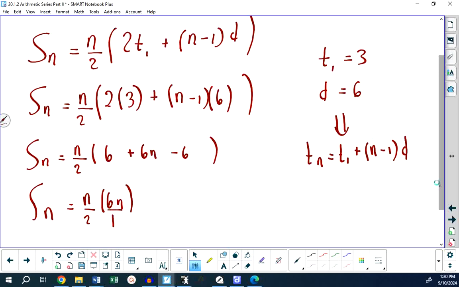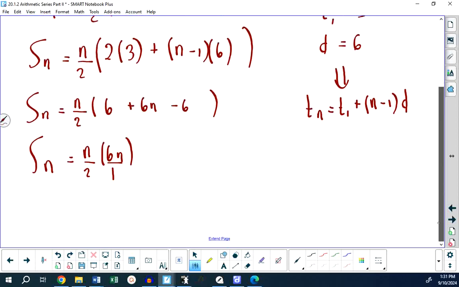I can write this over 1. So when I multiply across the top, I get 6n squared. And I have divided by 2, sorry, I misspoke. 6 over 2 is 3. So I get 3 times n squared.